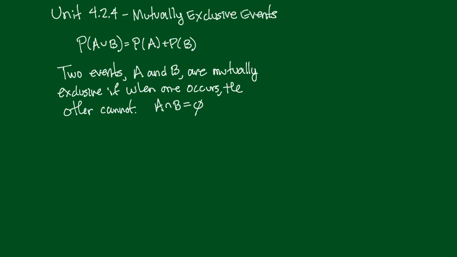Two events, A and B, are mutually exclusive if when one of them occurs, the other one cannot. Mathematically, that means the intersection is empty. That's the empty set, the set with no elements. So there's nothing common between these two events. If one of them occurs, the other one cannot.